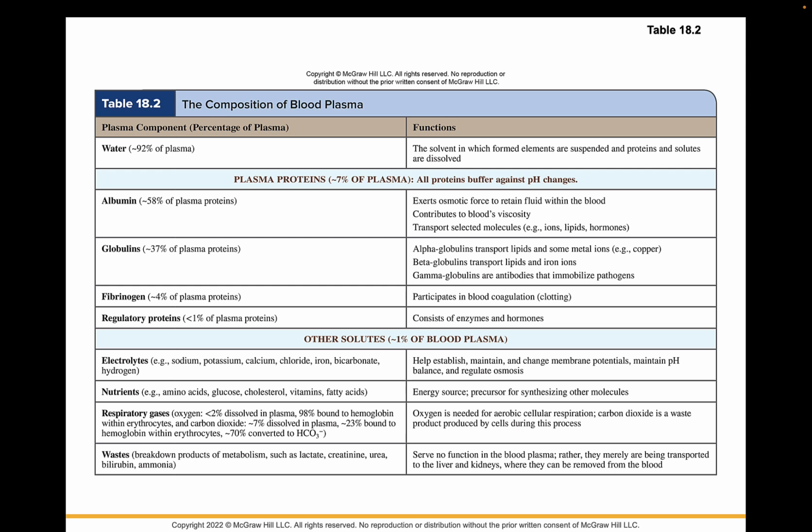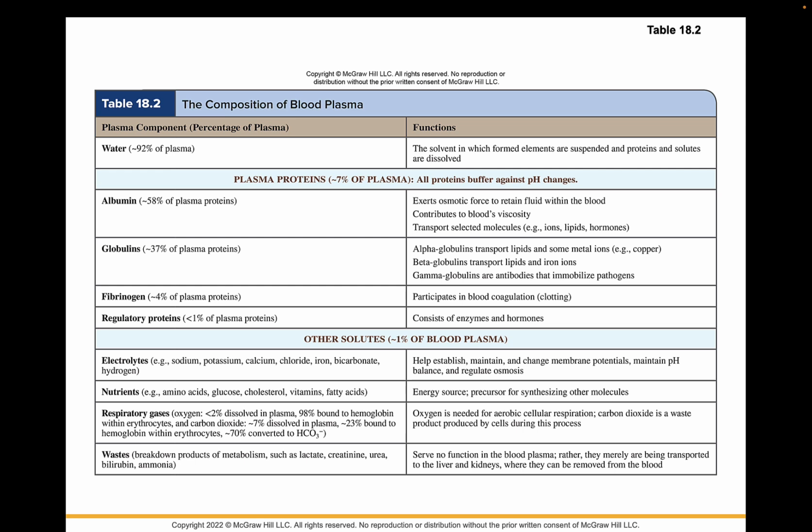And then if we look at remaining solutes, we'll have various electrolytes, such as sodium, potassium, calcium, and so on. Various nutrients, glucose, cholesterol, fatty acids. And then we'll have respiratory gases. There will be some oxygen dissolved in plasma, not very much. The majority of oxygen is going to be associated with hemoglobin, and this will be addressed later.